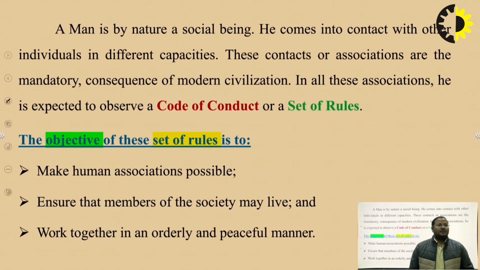Man is by nature a social being. He comes into contact with other individuals in different capacities. These contacts or associations are the mandatory consequences of modern civilization. In all these associations, he is expected to observe a code of conduct or a set of rules. The objective of this set of rules is to make human association possible and ensure that members of the society may live and work together in an orderly and peaceful manner. These are the three major objectives for defining the set of rules.